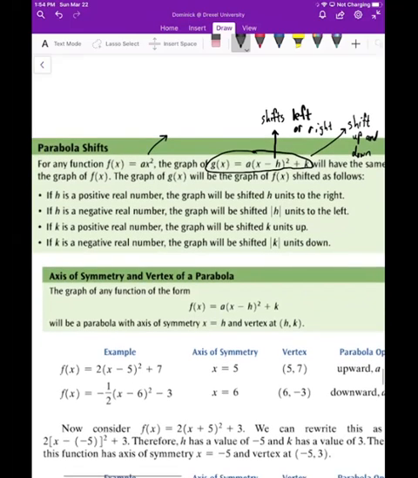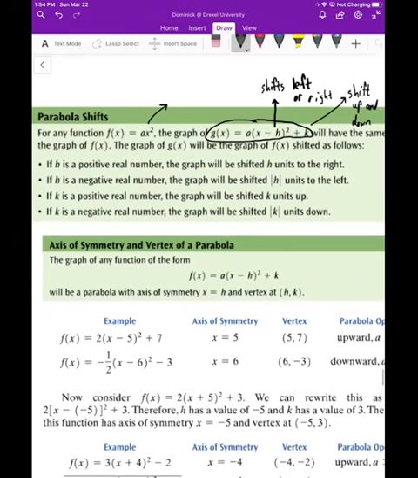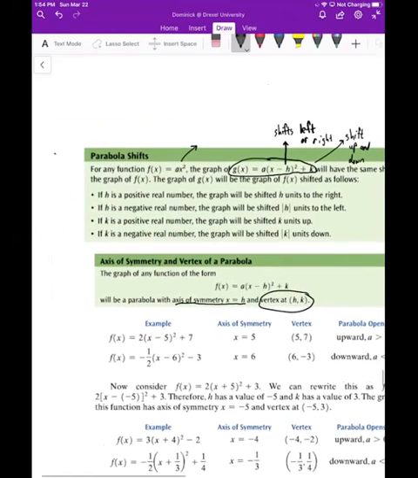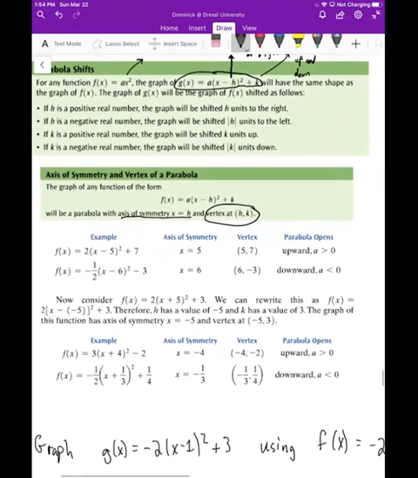And sort of the advantage of having it in this form is that your vertex is simply at h comma k. And of course, that means that your axis of symmetry is at the x equals h vertical line, right? So of course, here are some examples, which if you like, you can pause and consider on your own, but we're just going to go right to an example here.